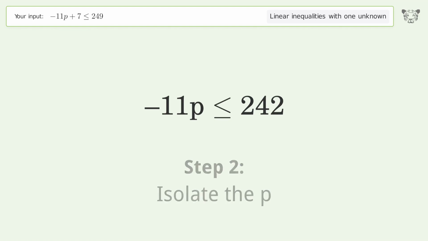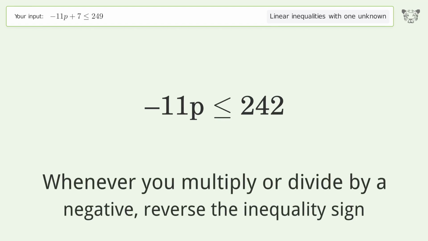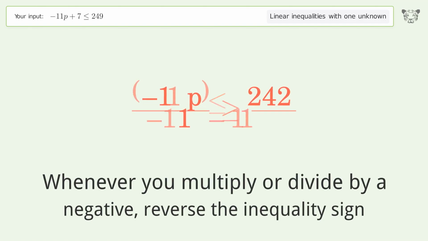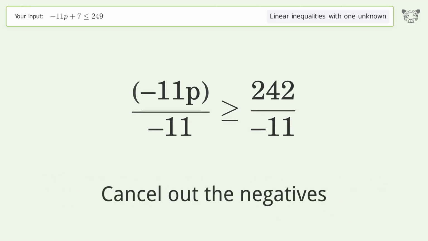Isolate the p. Divide both sides by -11. Whenever you multiply or divide by a negative, reverse the inequality sign. Cancel out the negatives.